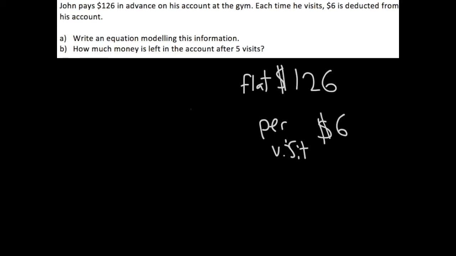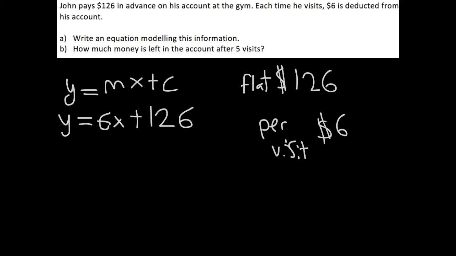So if we want to come up with our formula, we're going to write our y equals mx plus c. So once again, our $6 is going to be affected by the number of visits, and the only way to show that is by changing our value of x, right? So our 6 is going to be attached to the x, and then we're going to get our plus 126.